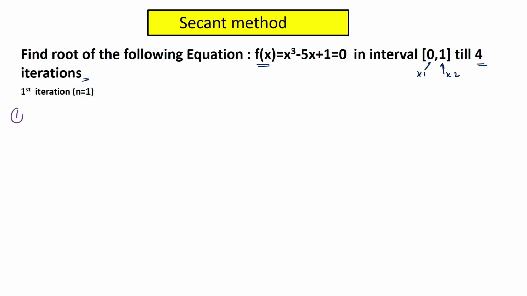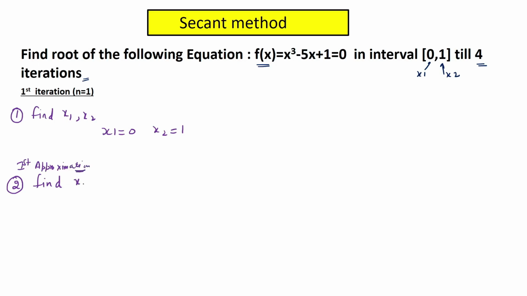So the first step was to find x1 and x2, and it is already given in the question that x1 is 0 and x2 is 1. Now what was the second step? We have to find the value of x. That is our first approximation to find the root of this given question.